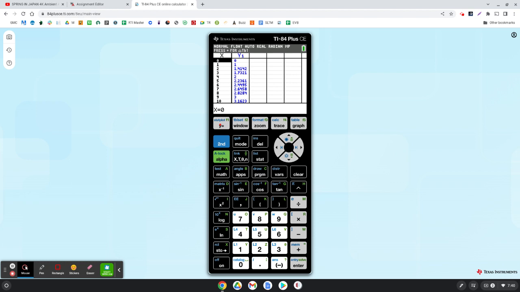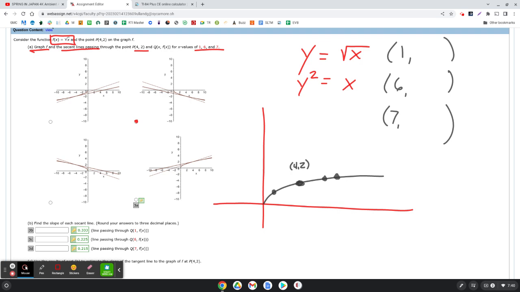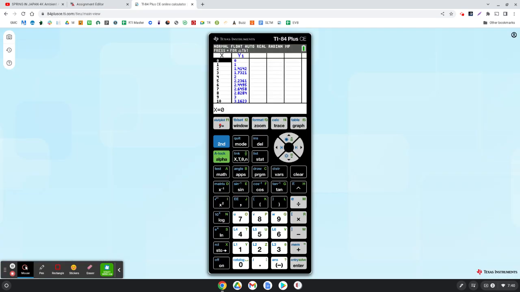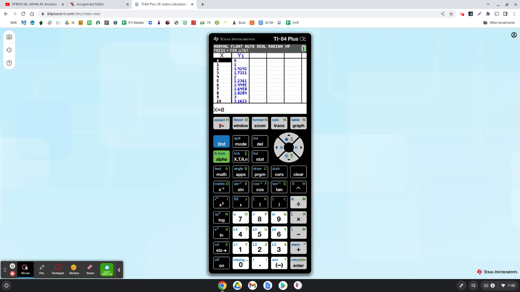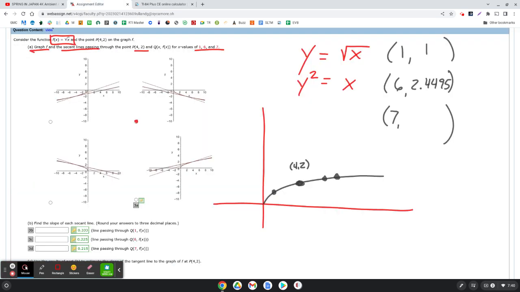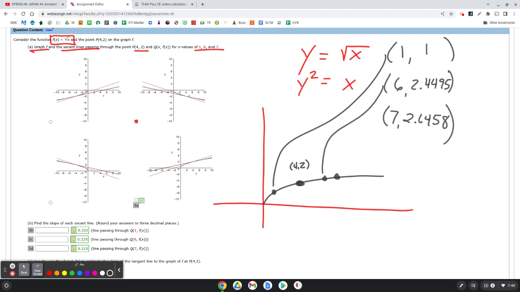But look, we need 1, 6, and 7. So it's going to be 1, 2.4495, and 7, 2.6458. They do want these as decimals. Otherwise, I would just leave them as radical 1, radical 6, and radical 7. So now you've got these points. That point corresponds to that one. That point corresponds to that one. And that point corresponds to that one.